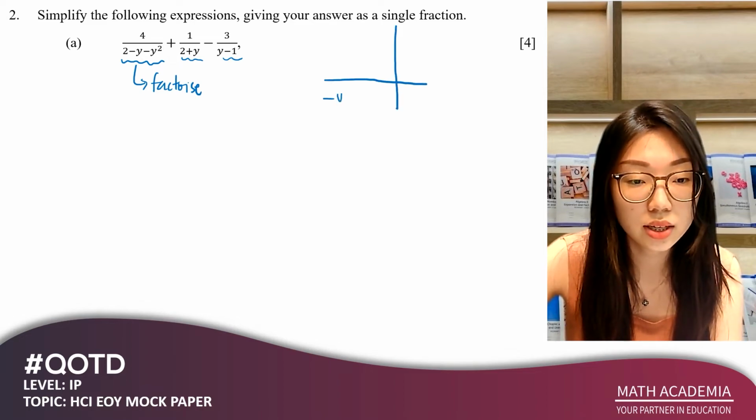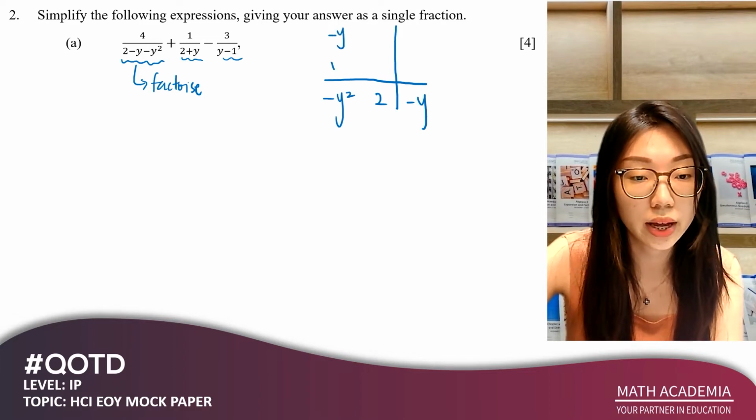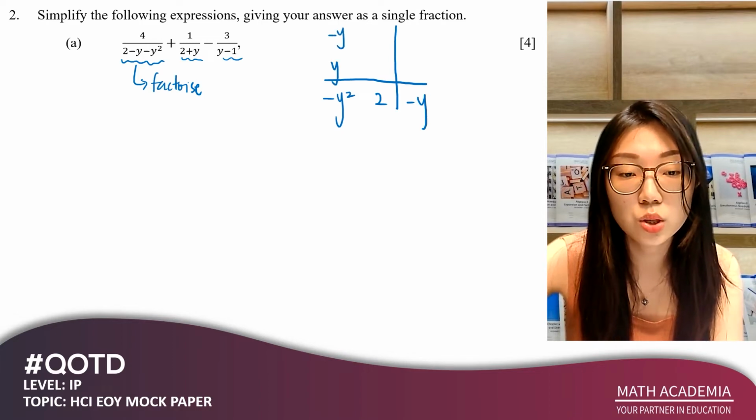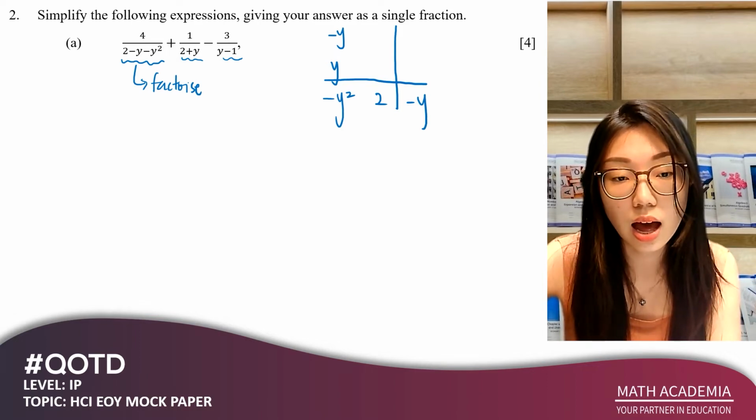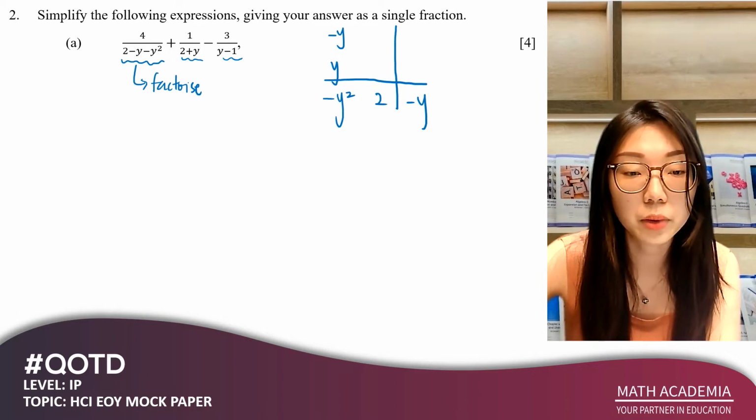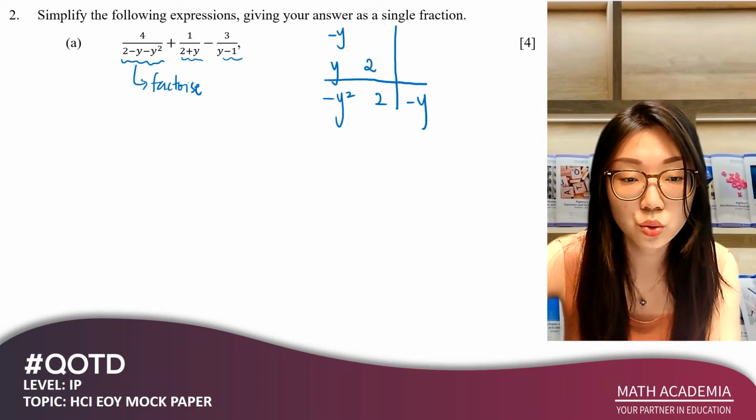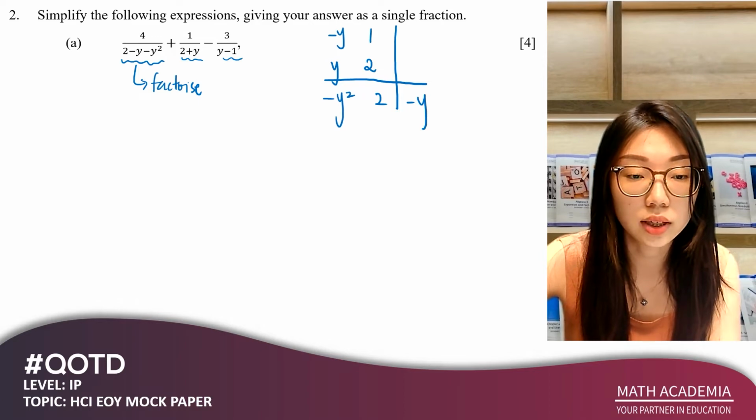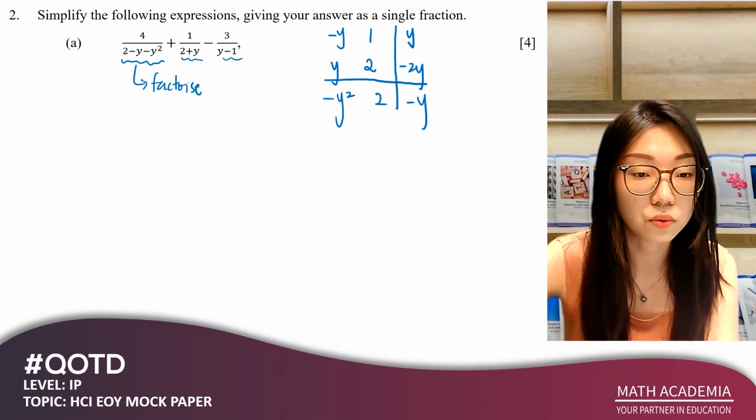I will put negative y squared here, 2 here, and negative y here. Factors of negative y squared, I have negative y and y. Factors of 2, I have 2 and 1. I need to take note that after adding my products, I should have negative y. Therefore, I will place my 2 here and I will place 1 here. This would give me y and negative 2y. When I add them together, I have negative y.